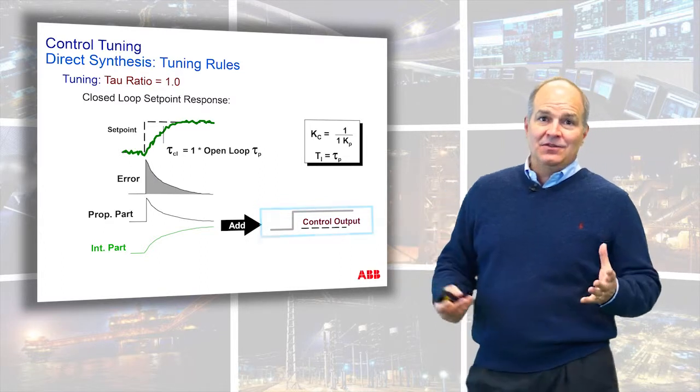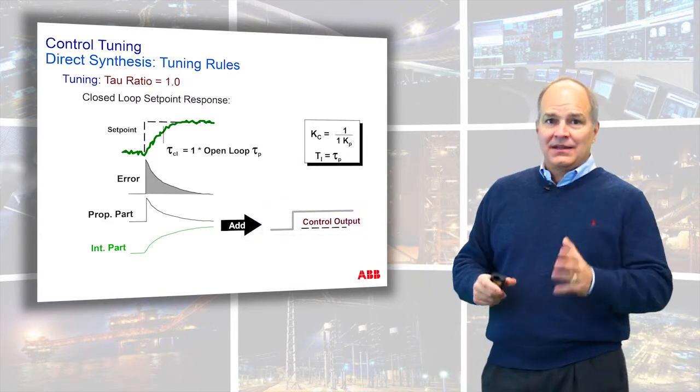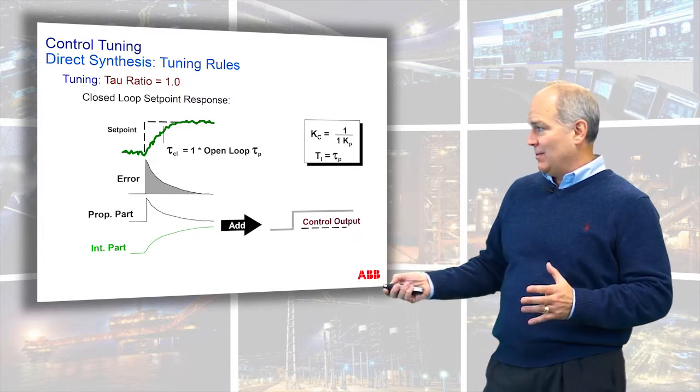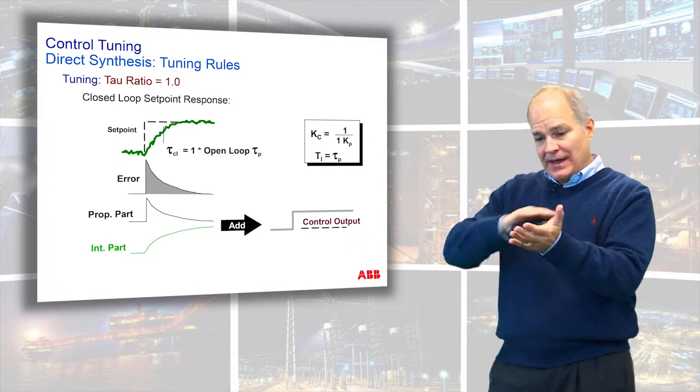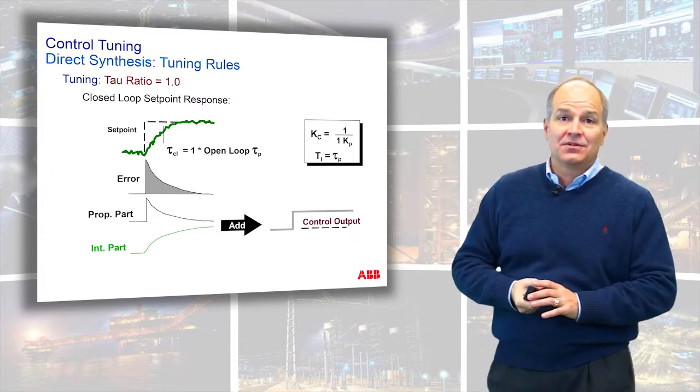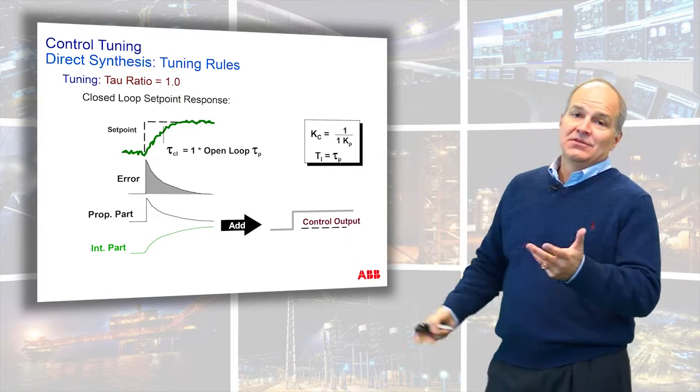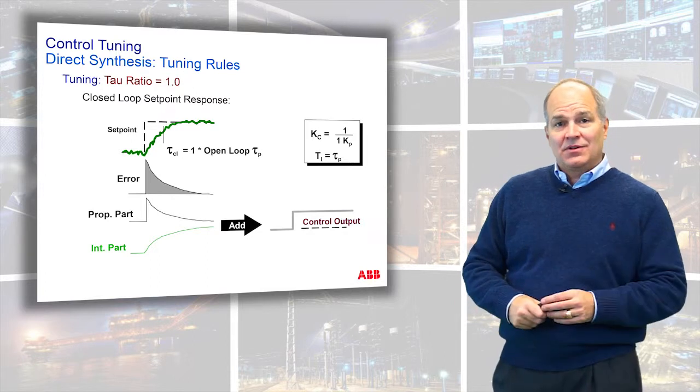A lot of times, if I think I've got it nailed, I'll pick a tau ratio of 1, change the set point, and make sure my output looks like a step. Then I know that the proportional will back off at exactly the same time the integral goes up, looking like it was just a proportional kick. That's what's going on behind the scenes.